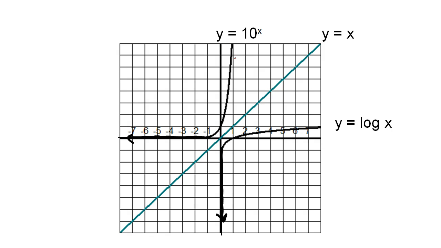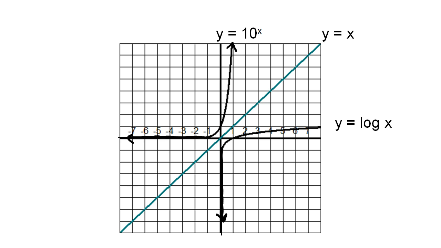Okay, I want to remind you of what the graph of a log function looks like. What I have graphed first here is y equals 10 to the x. The inverse of that would be y equals log base 10 of x, the common log. So when you have a function and you find the inverse, graphically what that looks like is the reflection over the line y equals x.